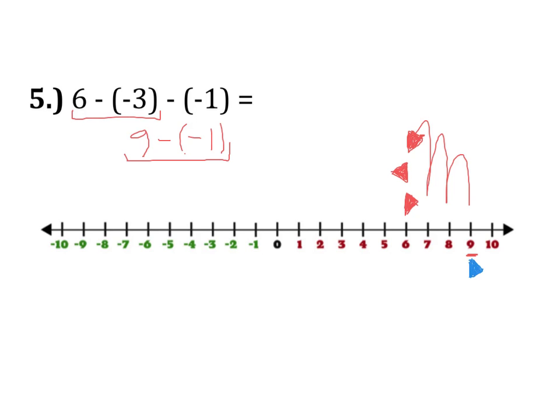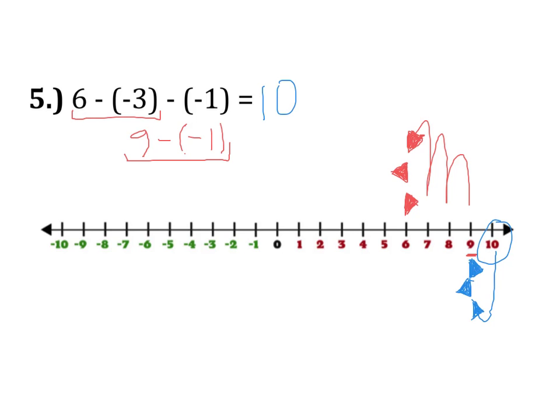Then I see a negative sign, so I'm going to flip. Sorry, that was a subtract sign. Now I see the negative sign in front of that 1, so I'm going to flip again. And I'm going to move forward 1 space. And I end up at positive 10. So positive 10 is my final answer.